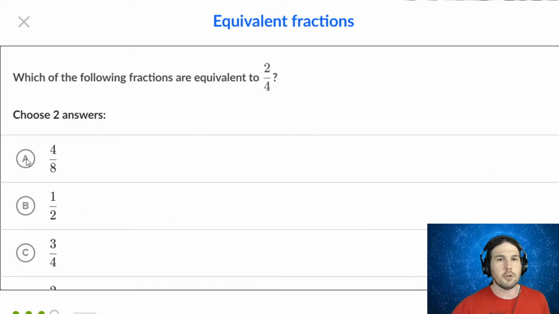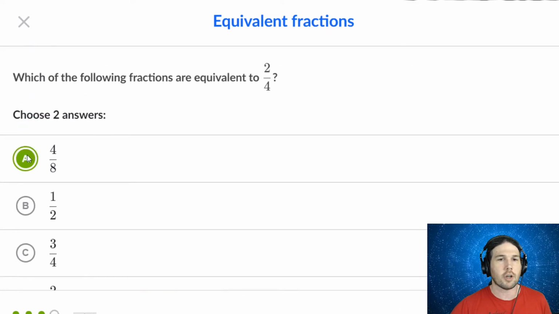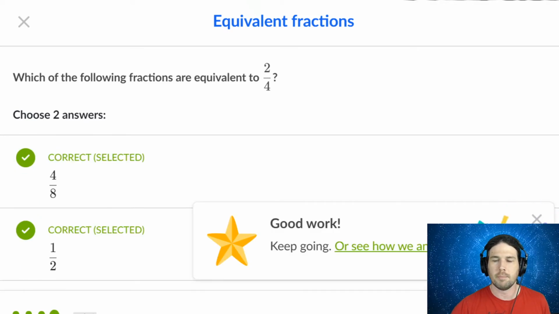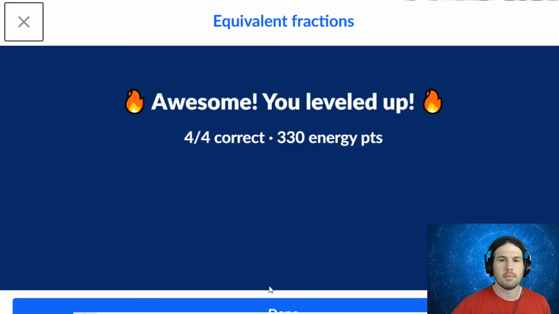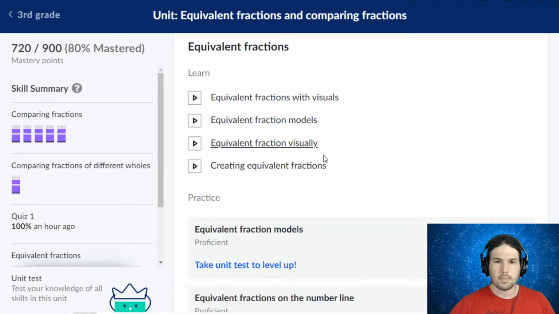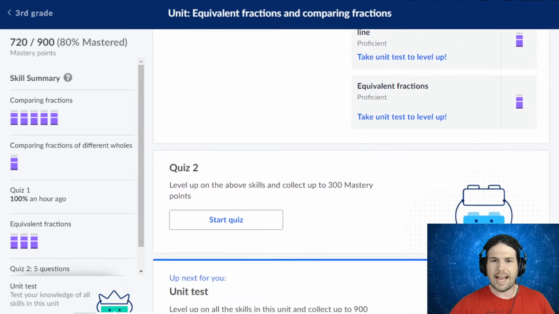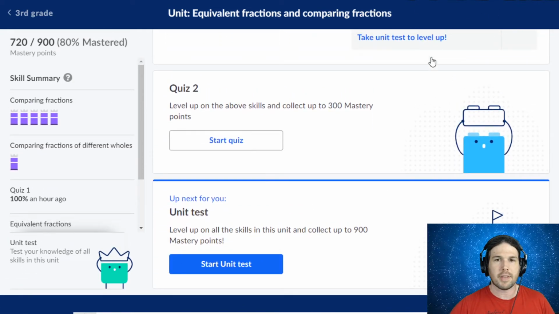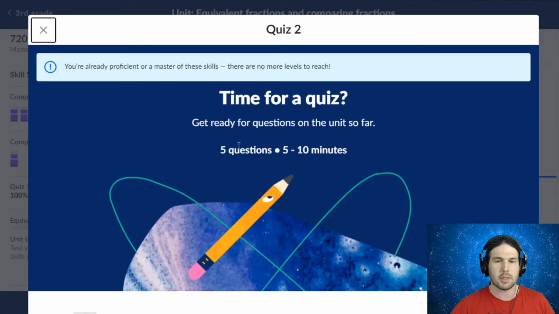And then same deal, 2/4 is the same as 4/8. It's also the same as 1/2. Boom, done and done. Where are we at? Looks like we are at quiz 2, and then we will have the unit test for equivalent fractions.